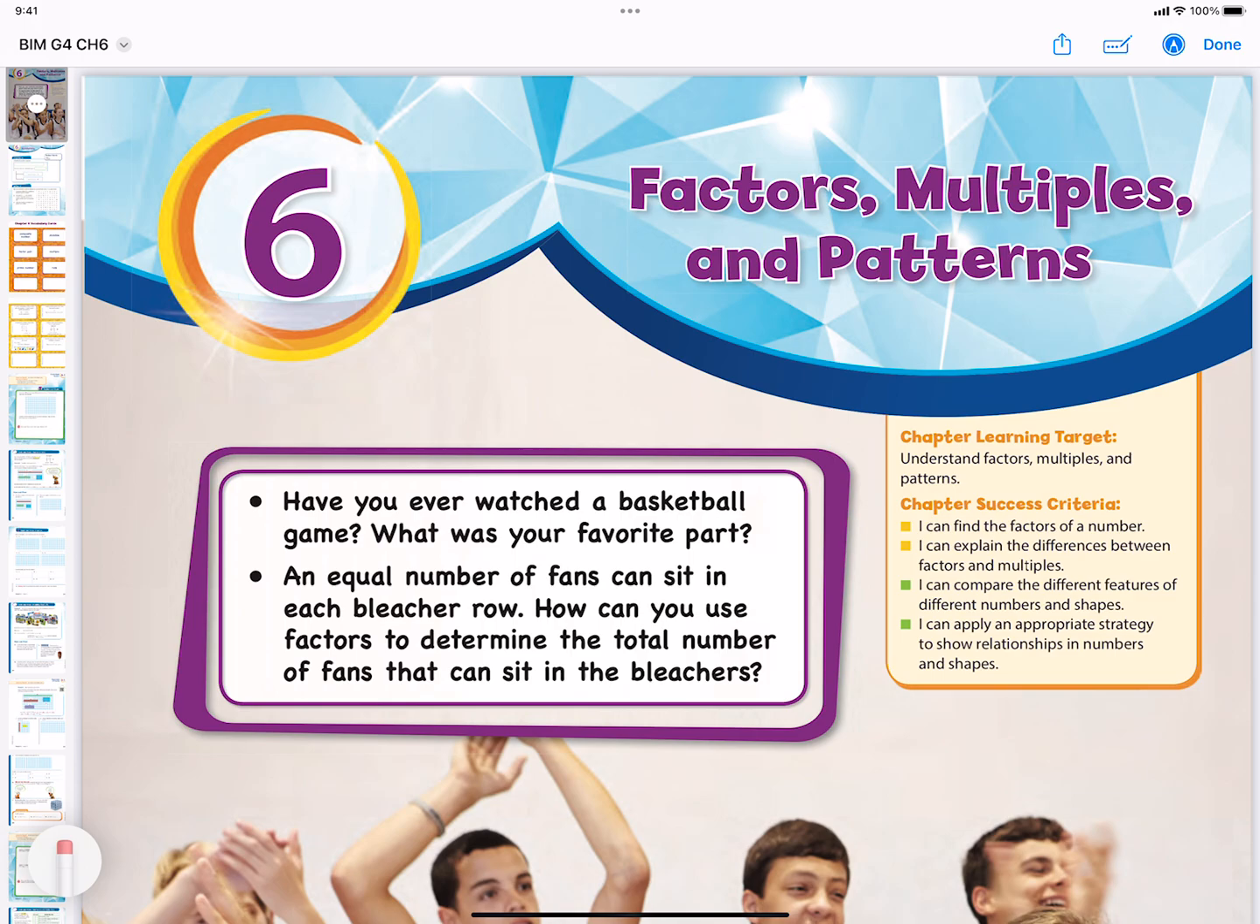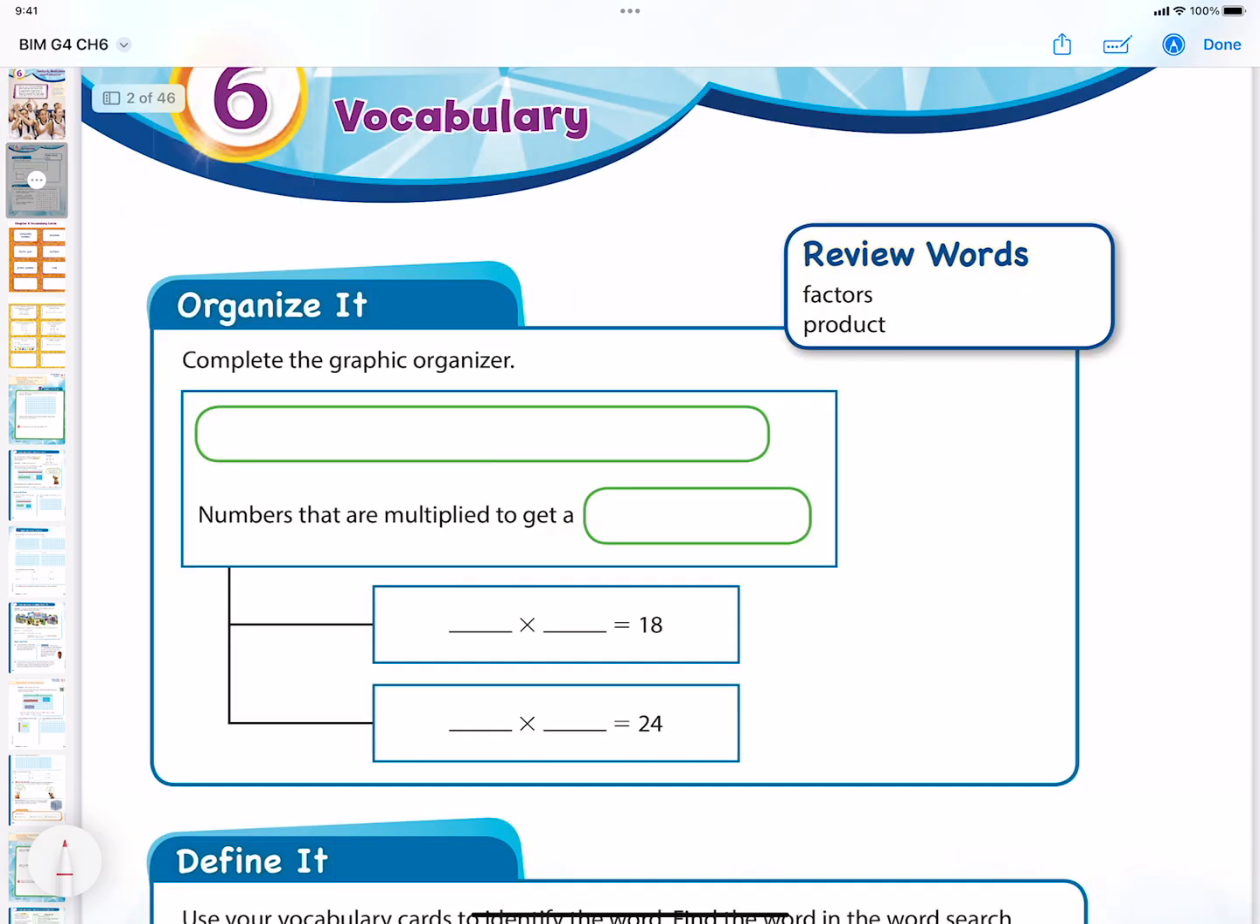This is new chapter 6. We are going to learn in this chapter about factors, multiples, and patterns. All right, and our target is to understand factors, multiples, and patterns. And please see these criteria. Please read it.